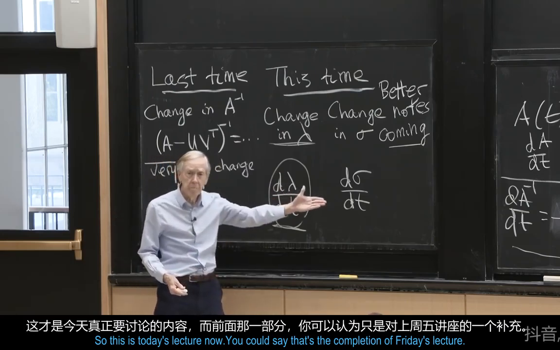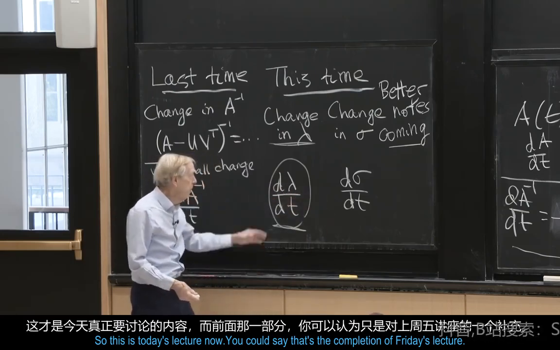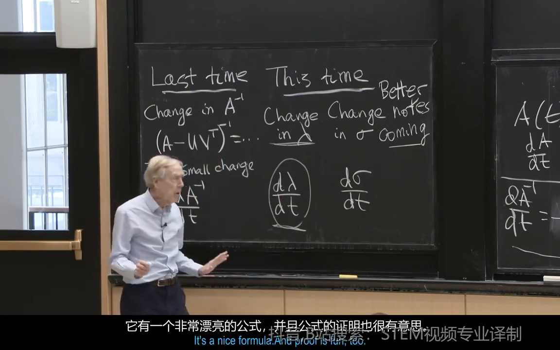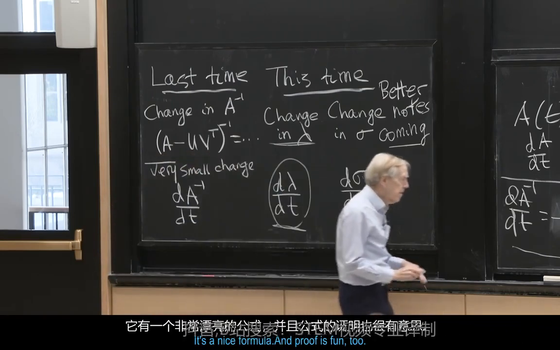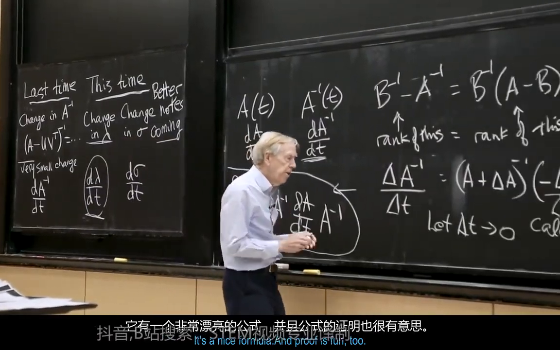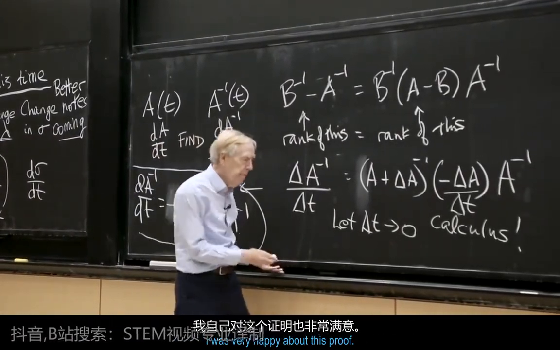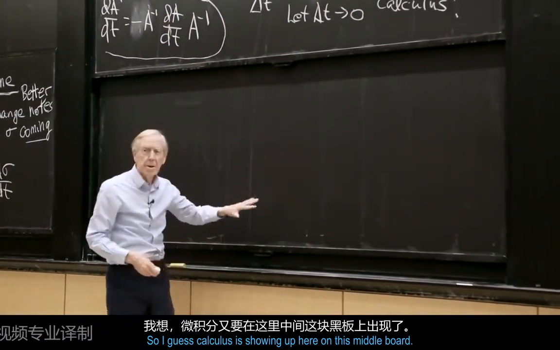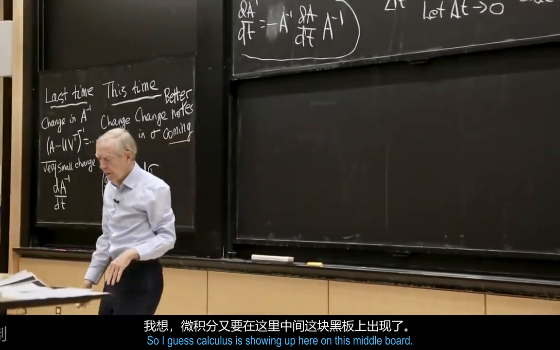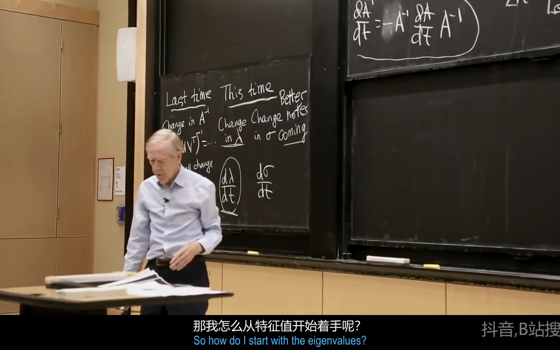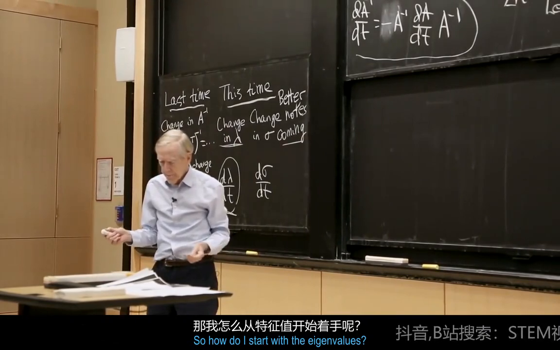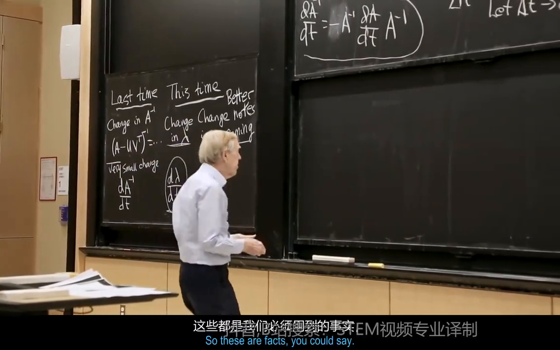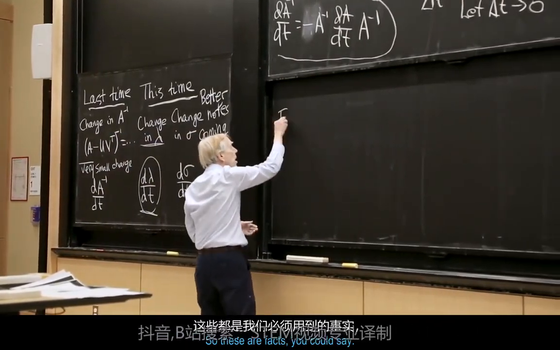You could say that's the completion of Friday's lecture. What about d lambda dt? It's a nice formula, and the proof is fun too. I'm very happy about this proof. Okay. So I guess calculus is showing up here on this middle board. So how do I start with the eigenvalues? Well, I start with what I know. So these are facts, you could say.